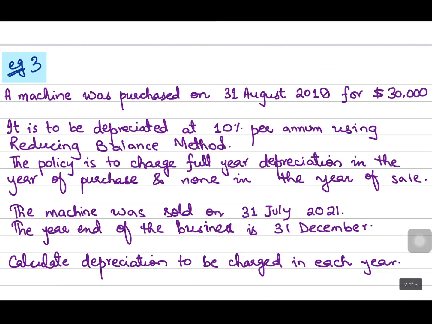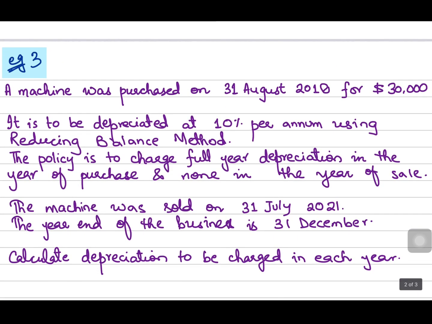The example says, example number 3, which means the first two examples were discussed in the last video for the straight line method. So this example says a machine was purchased on 31st of August 2018 for $30,000. So we have the purchase date and we have the cost as well. It further says that it is to be depreciated at 10% per annum, meaning per year, using the reducing balance method. So now we have the rate and we have the method. The policy is to charge a full year depreciation in the year of purchase and none in the year of sale. This means that this is a full year policy of depreciation question.